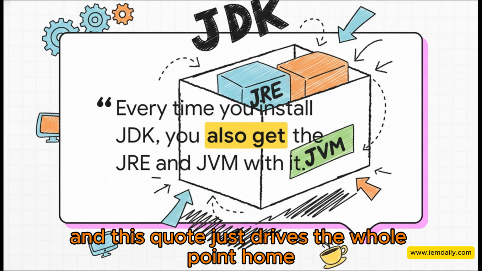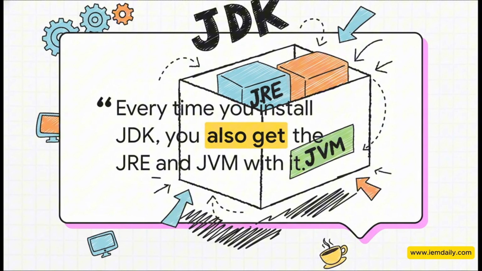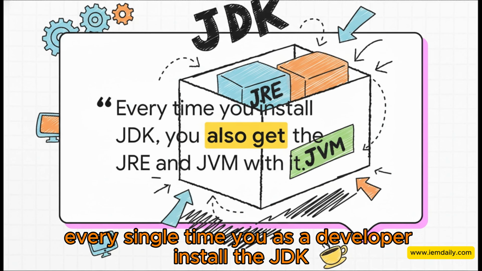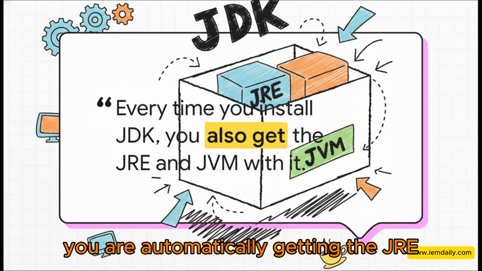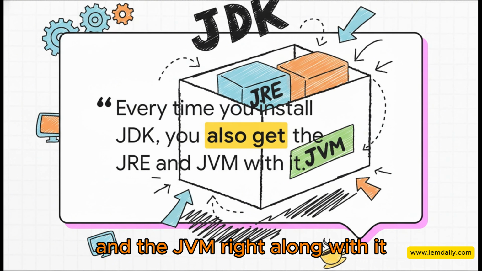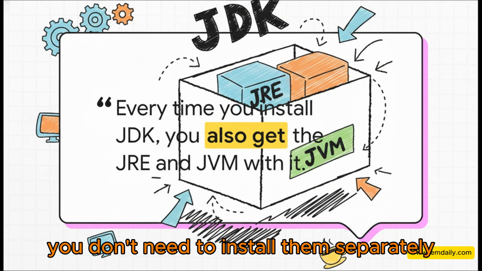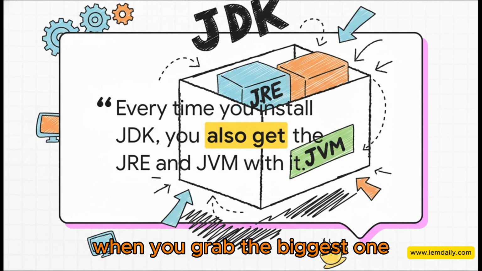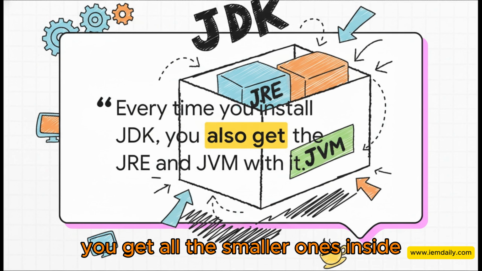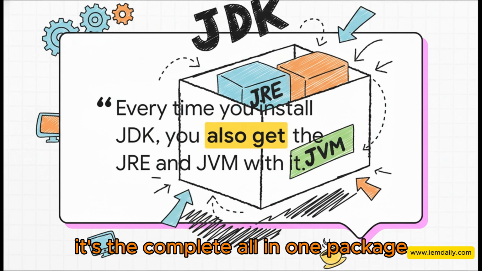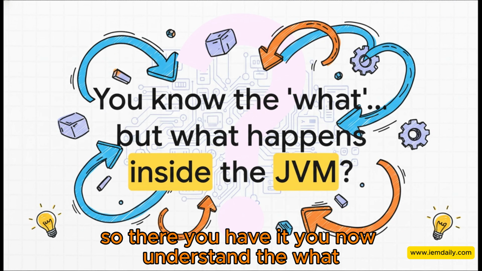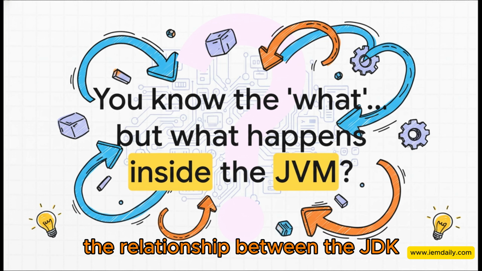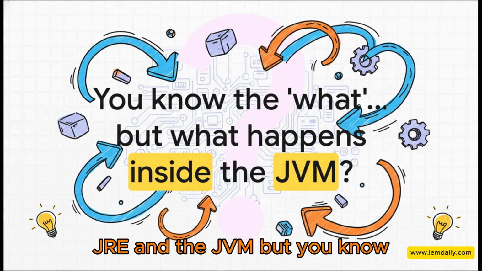And this just drives the whole point home perfectly. Every single time you, as a developer, install the JDK, you are automatically getting the JRE and the JVM right along with it. You don't need to install them separately. Remember the nesting dolls? When you grab the biggest one, you get all the smaller ones inside. It's the complete, all-in-one package. So there you have it. You now understand the what, the relationship between the JDK, JRE, and the JVM.